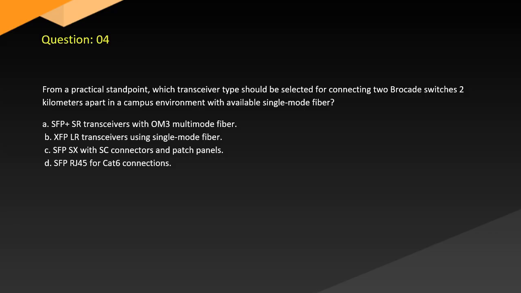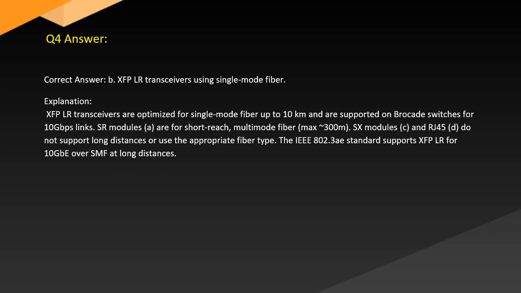Answer. Correct answer: 10GBASE-LR transceivers using single-mode fiber. Explanation: LR transceivers are optimized for single-mode fiber up to 10 kilometers and are supported on Brocade switches for 10G links. In your options, A is for short-reach multimode fiber, max 300 meters. SX modules, C, and RJ45, D, do not support long distances or use the appropriate fiber type. The IEEE 802.3ae standard supports LR for 10G over SMF at long distances.